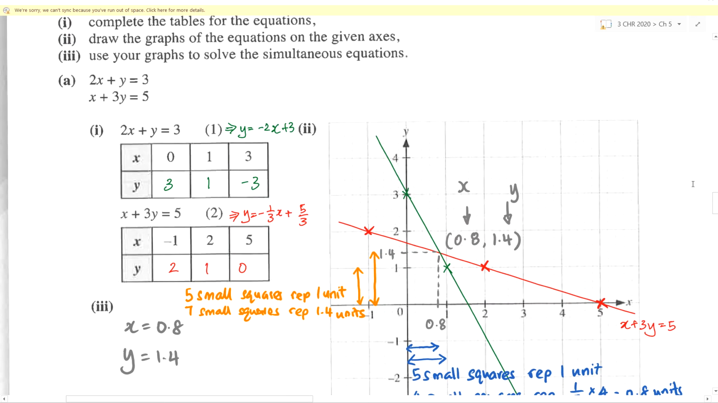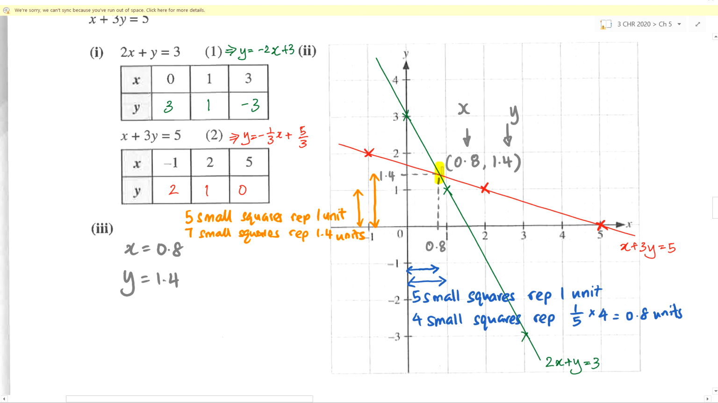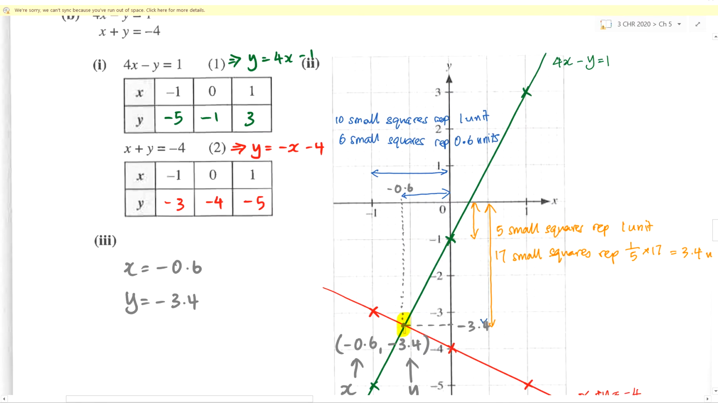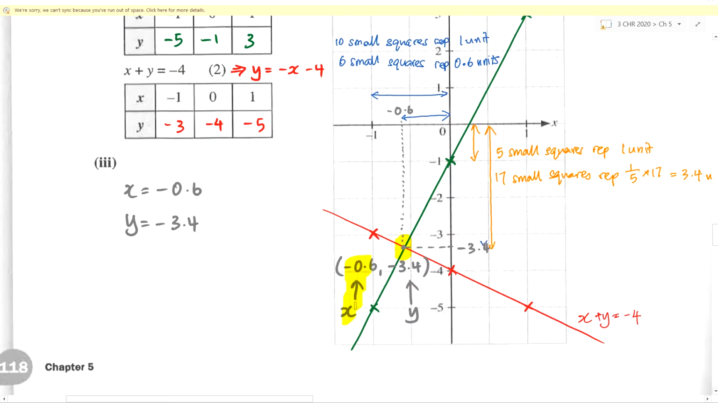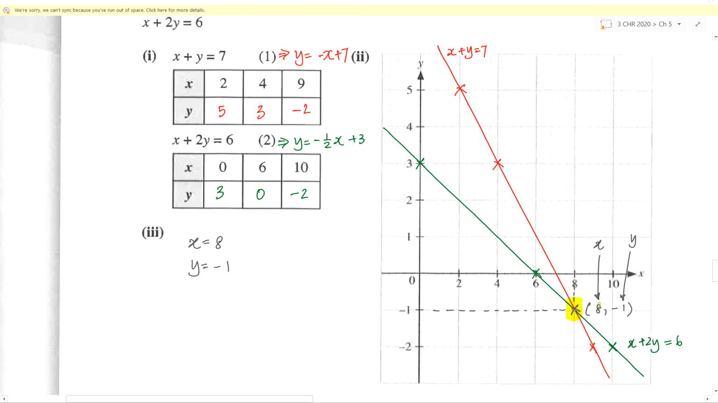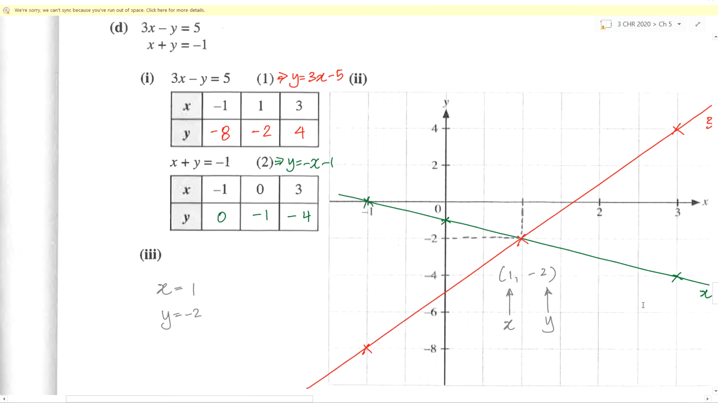Then in question 2, we are told to plot the graphs ourselves. The two graphs intersect here, which means that x has a value of 0.8 and the answer for y is 1.4. We continue, two graphs intersect here. The answer for x is negative 0.6 and the answer for y is negative 3.4. We are just reading off the coordinates, in other words the block and the level, for the point where the two graphs meet. Same for part C, they intersect at this point, and the answers for x and y are just read off from the graph. Part D, they intersect here, giving the solution for x and the solution for y.